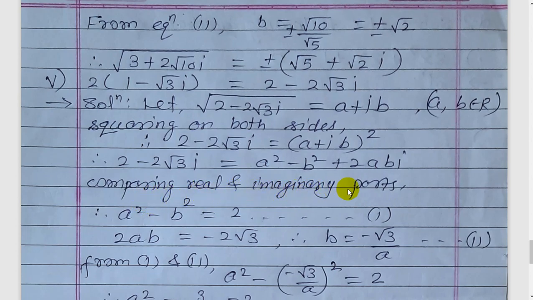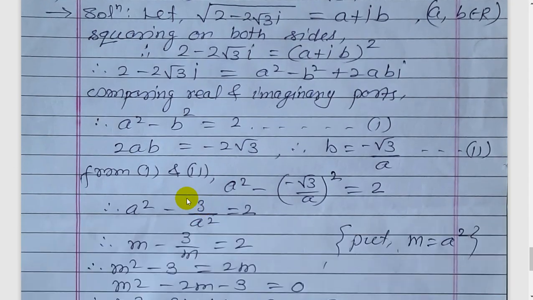Comparing real and imaginary parts, we get a square minus b square equal to 2, let it be equation first, and 2abi equal to minus 2 root 3i, so i gets cancelled. So we get b equal to minus 2 root 3 upon 2a. So 2 gets cancelled also. Therefore, b equals minus root 3 upon a, and let it be equation second. So substituting the value of b, minus root 3 upon a, in equation first, because we need to find the values of a and b. So from first and second, a square minus (root 3 upon a) whole square equal to 2. Therefore, a square minus 3 upon a square equals 2.